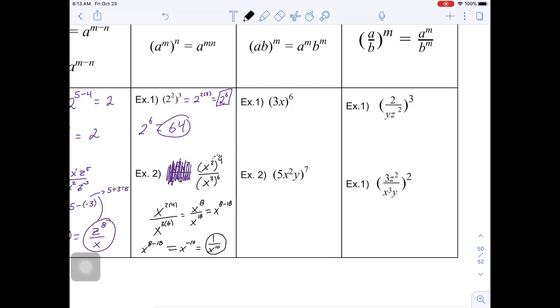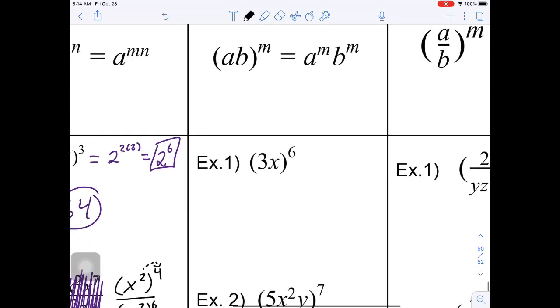And so 3x to the 6 does not equal (3x) to the power of 6. These two things are not equal, okay? Because this one, your exponent of 6 is only applying to the x. Here your exponent of 6 is applying to both. Okay, so just recognize that. This is wrong.